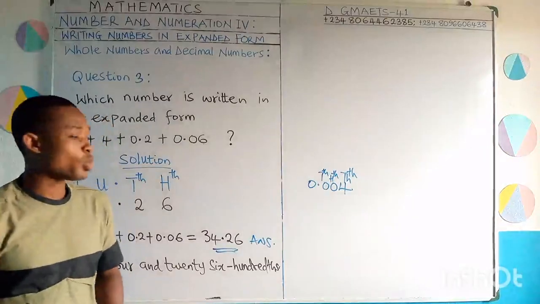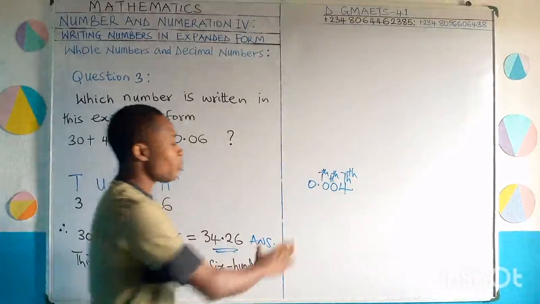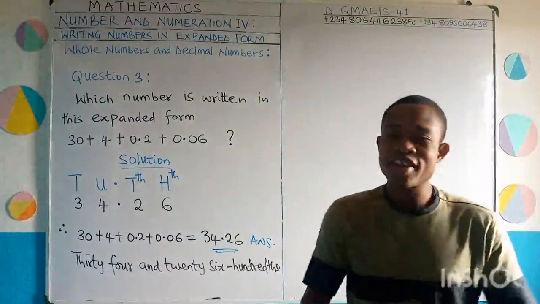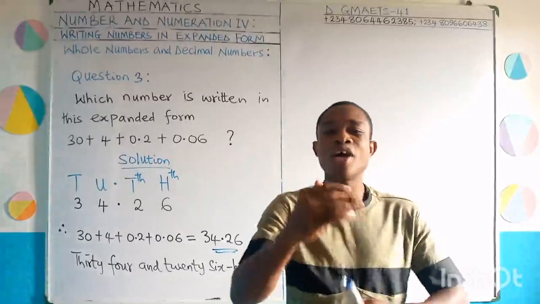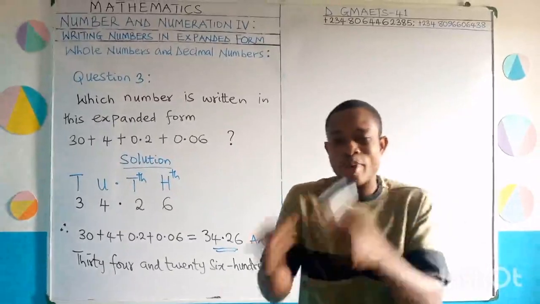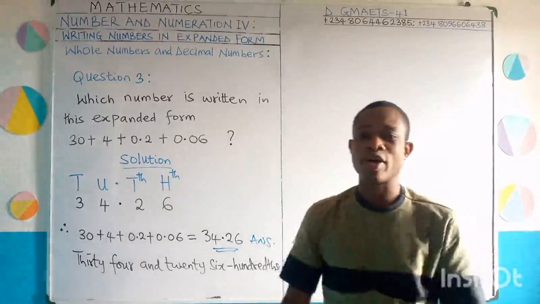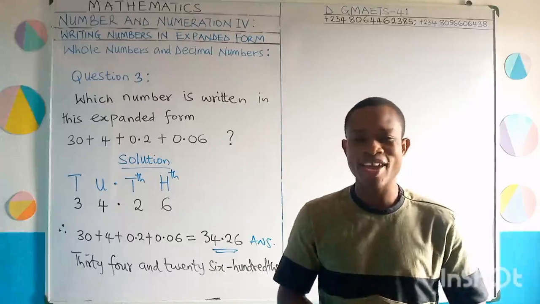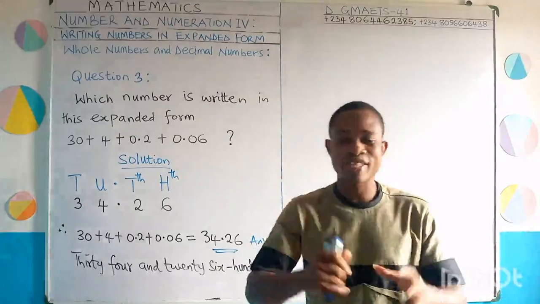So that is how simply we handle all these problems: how to write numbers in expanded form, and if I give you the expanded form of a number, how you can get the number that was expanded to give that expanded form. Please watch this video over and over again, okay? Make sure you understand everything there.